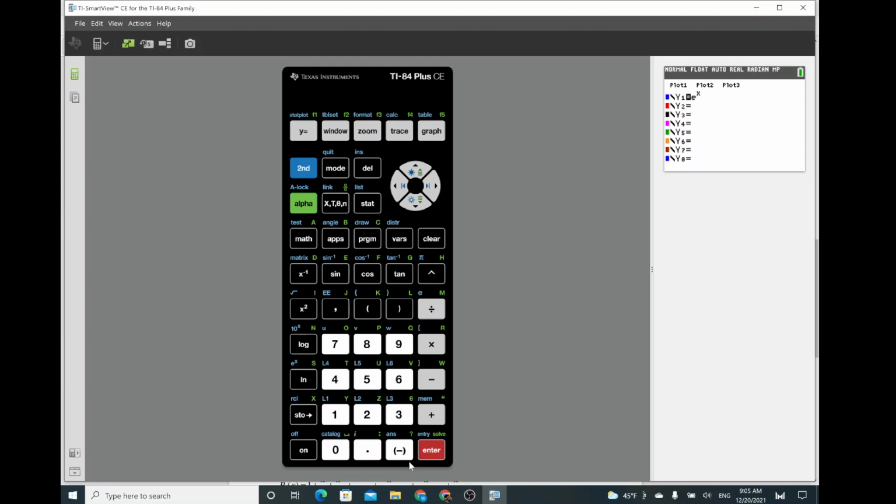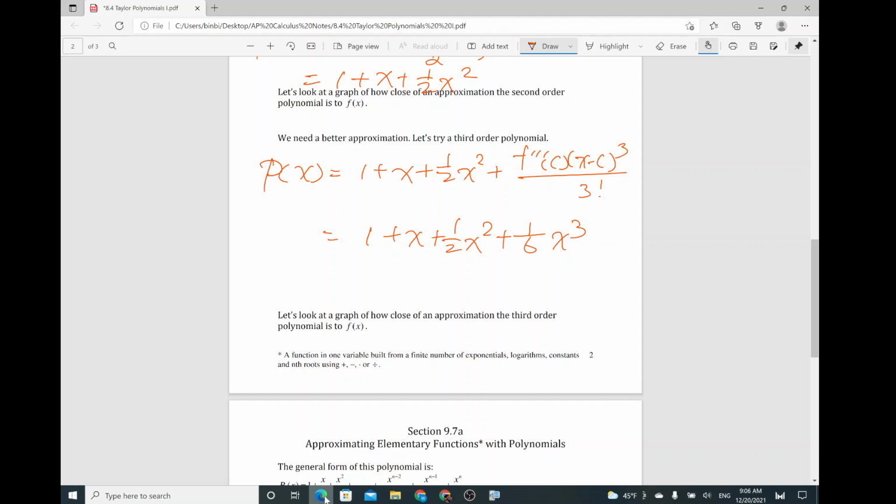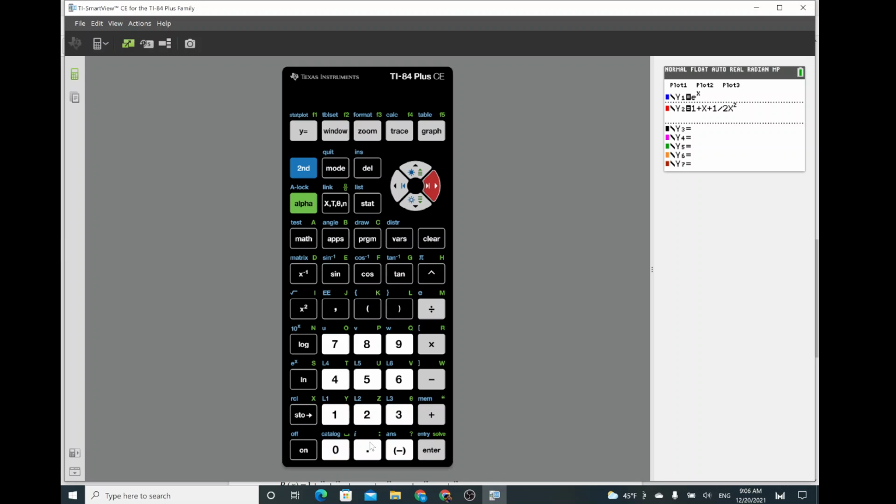And then for the third order polynomial, we got 1 plus x plus 1 over 2 x squared, the second order. And then the third order, so let's go back to what we have right here, which is 1/6 times x to the power of 3, okay, so 1/6 plus x to the power of 3.